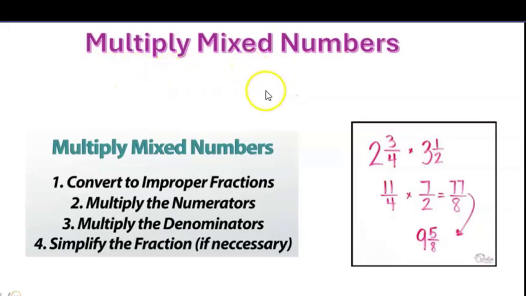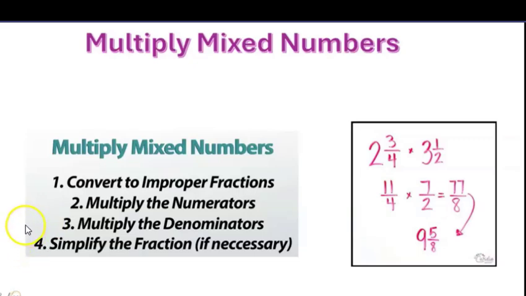Multiply mixed numbers. Basically, to multiply mixed numbers, we're going to combine everything that we've learned so far about fractions. Here are the steps to multiplying mixed numbers. First, you convert to improper fractions, multiply the numerators, multiply the denominators, and simplify the fraction if necessary.